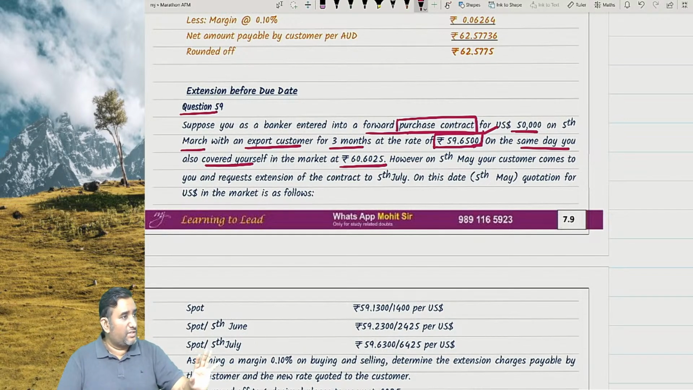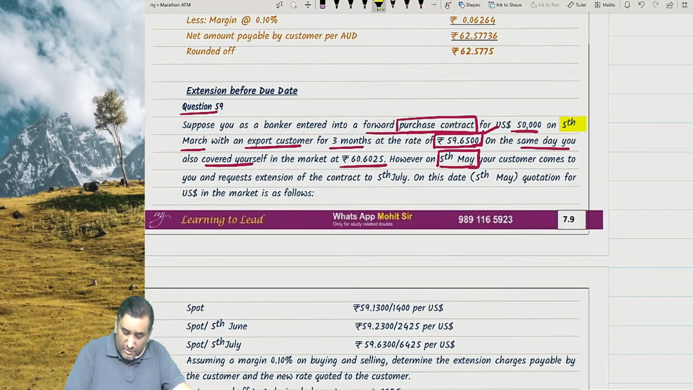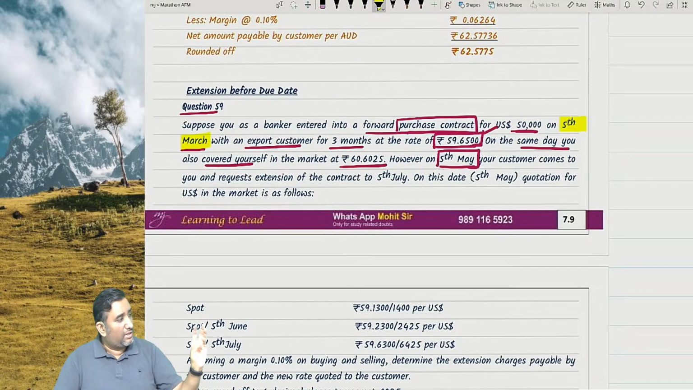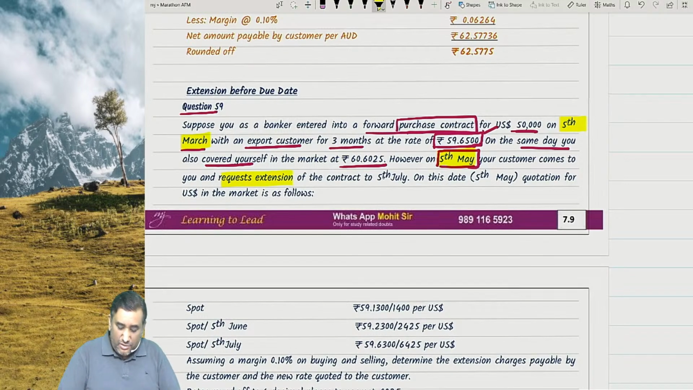I know there was no use of this rate, but logically you should know the process. In the after due date cancellation, this rate will be used. However, on 5th May, sir, where will we be standing? We were standing on 5th March. The contract of 3 months means 5th April, 5th May, 5th June, and he comes on 5th May. That is 1 month before due date. Your customer comes to you and requests extension of the contract to 5th July. On this day, 5th May, quotations are given.